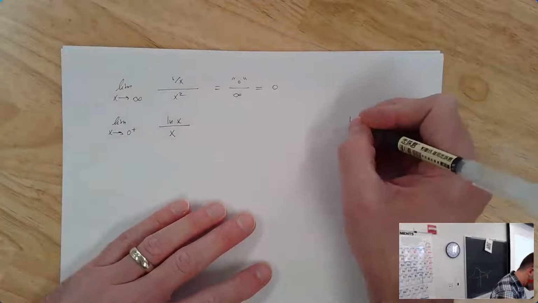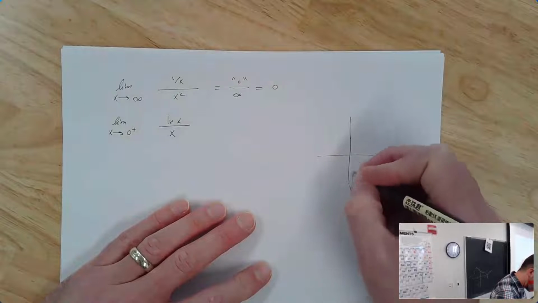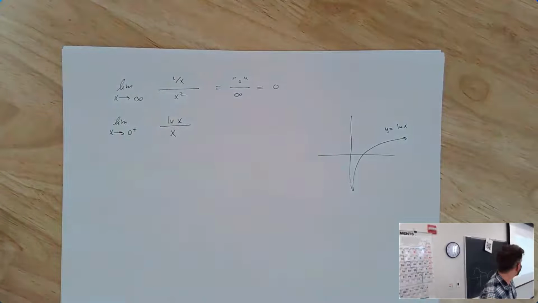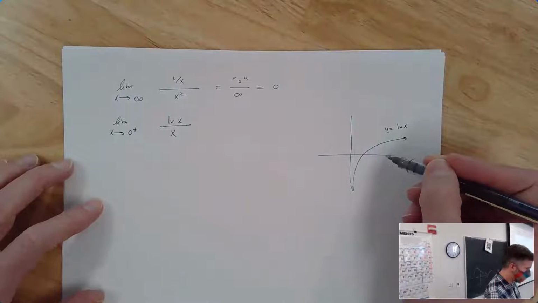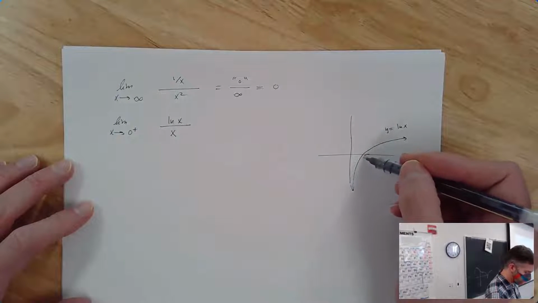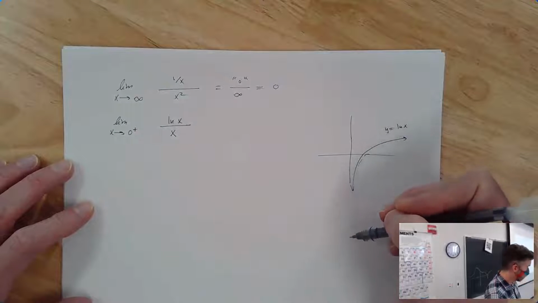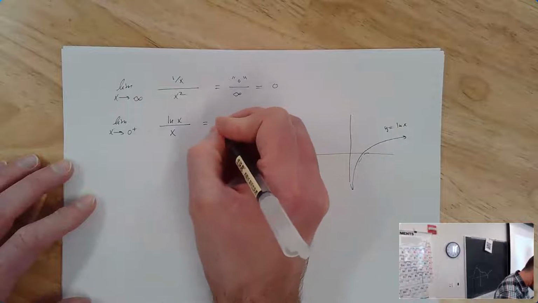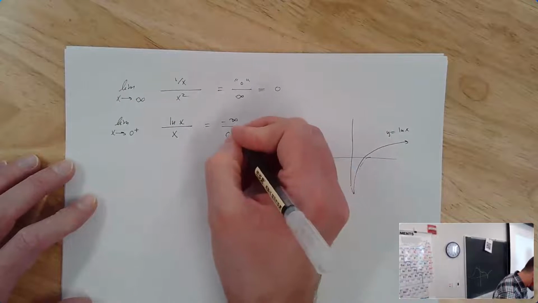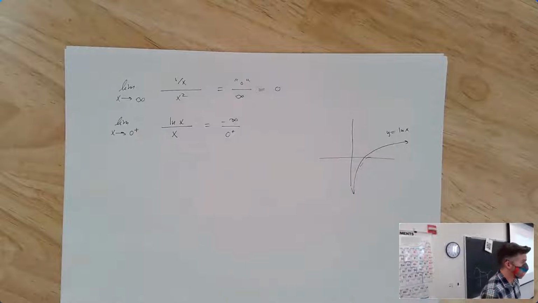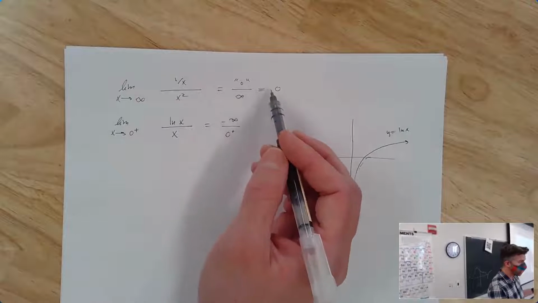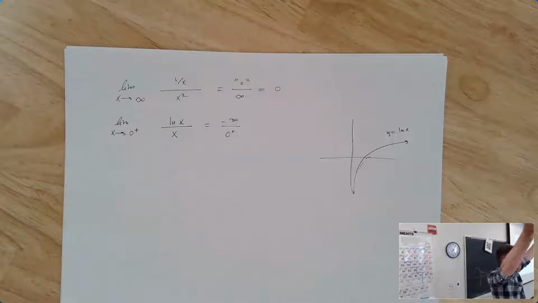If you think about the natural log function, that's what natural log of x looks like. So as x goes to 0 from the right-hand side, what's the natural log function doing? Going to negative infinity. So we're going to get a negative infinity divided by 0, a slightly positive 0, if you will. So when you have a really small number divided by a really big number, the answer is very, very small. When you have a really big number divided by a very, very small number, the answer blows up.